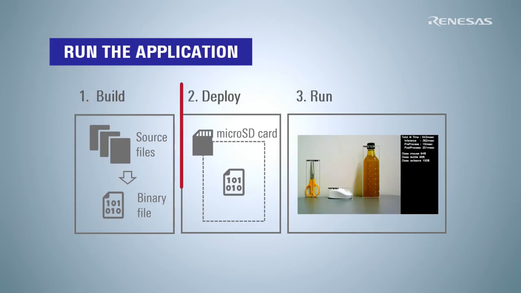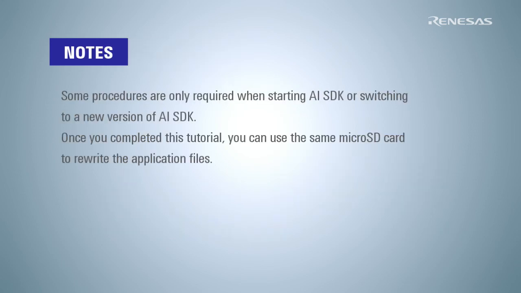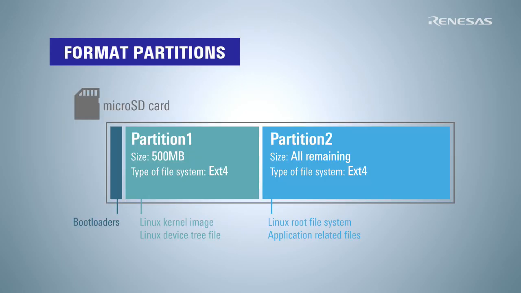Next, you need to deploy AI application to the board. Before starting to set up the micro SD card, please note that some procedures are required only when you start using AI SDK or switch to a new version of AI SDK. First, we will need to create the partitions on the micro SD card.